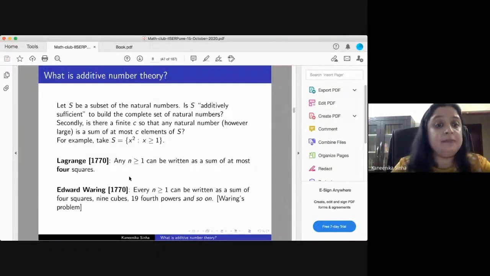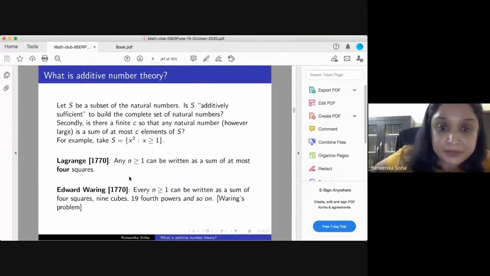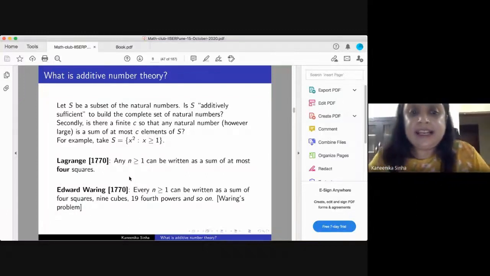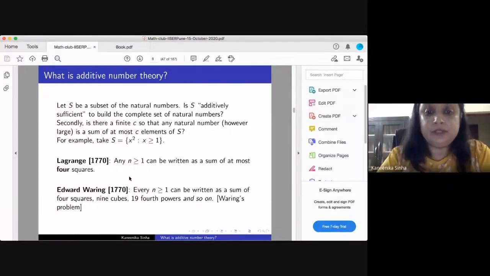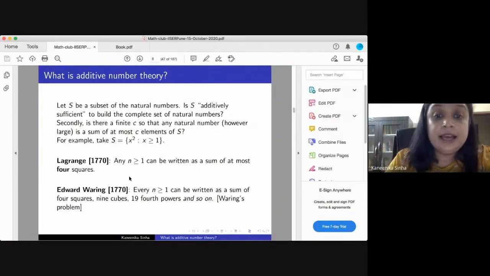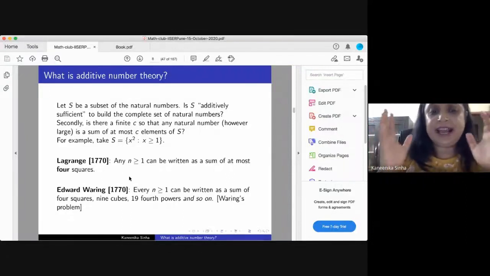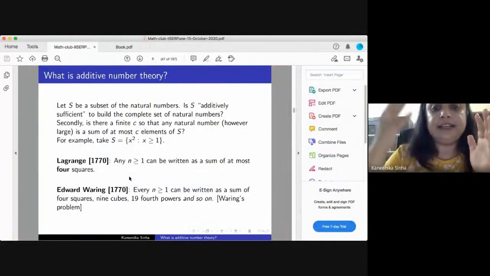So around the same time, Edward Waring made this conjecture, and he said, every n greater than or equal to 1 can be written as a sum of 4 squares, 9 cubes, 19 fourth powers, and I'm quoting him exactly, and so on. Okay, so what does he mean by and so on? Is he trying to say that irrespective of what type of kth powers you choose, whether squares, cubes, fourth powers, fifth powers, and so on, can you express any natural number as a sum of a very explicitly finite number of kth powers?